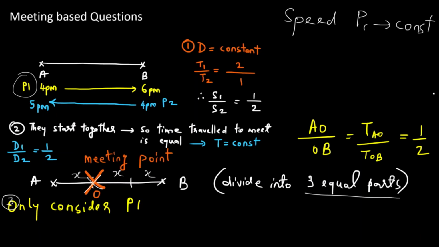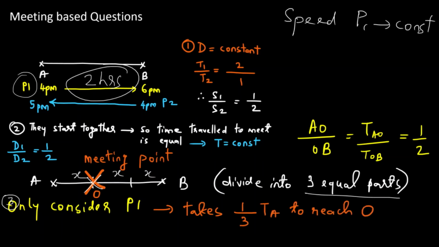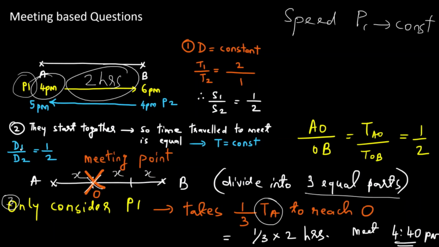Now, we know that the total time taken by person 1 is 2 hours, right? That's given over here. So we need to divide this 2 hours into 3 equal parts and then take one part out of it. That is, person 1 takes 1 by 3 of 2 hours. TA is 2 hours to reach point O. Now, TA is equal to 2. So 1 by 3 of TA is equal to 1 by 3 into 2 hours. That's equal to 2 by 3 hours, which is 40 minutes. Therefore, the meeting happens at 4:40 p.m. Right? So they are starting at 4 p.m. You add 40 minutes to that and you get 4:40 p.m.